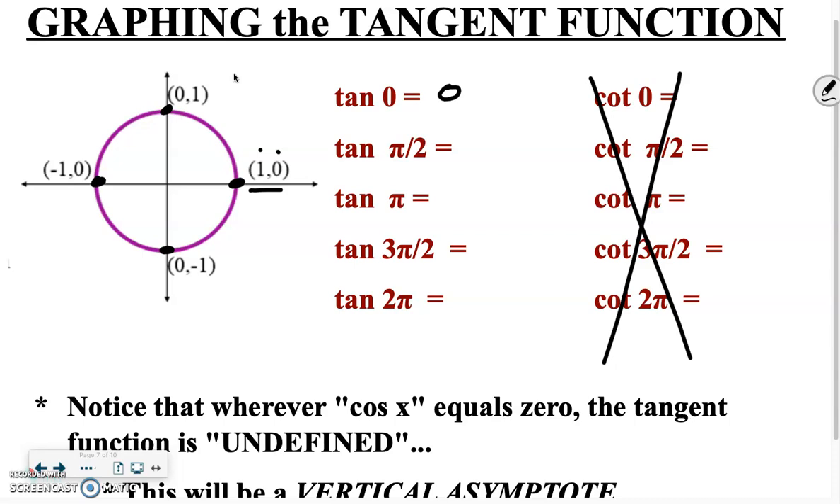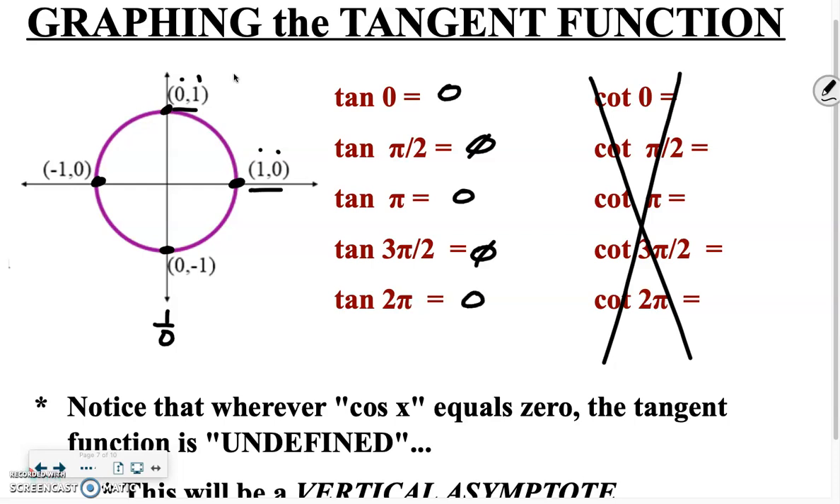It's when we go over to tangent of pi over 2 and we try to take the y term divided by the x term, 1 over 0, that's going to be a problem. Okay? Like, you can't do it because it's undefined. So if we were to test tangent of pi, we get 0. Tangent of 3 pi over 2, we again get undefined. Tangent of 2 pi, we're back to 0.